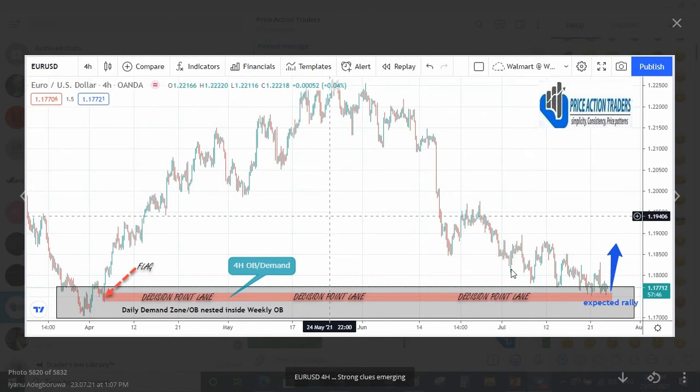Why do I have a strong clue that this market will blast upward? Because this is a decision lane. Price has come to it. So we are looking for price to come up to this place, even to this place. Because you see this dome shape pullback into the demand zone, in the confluence of higher and lower time frame zones. You can see it.